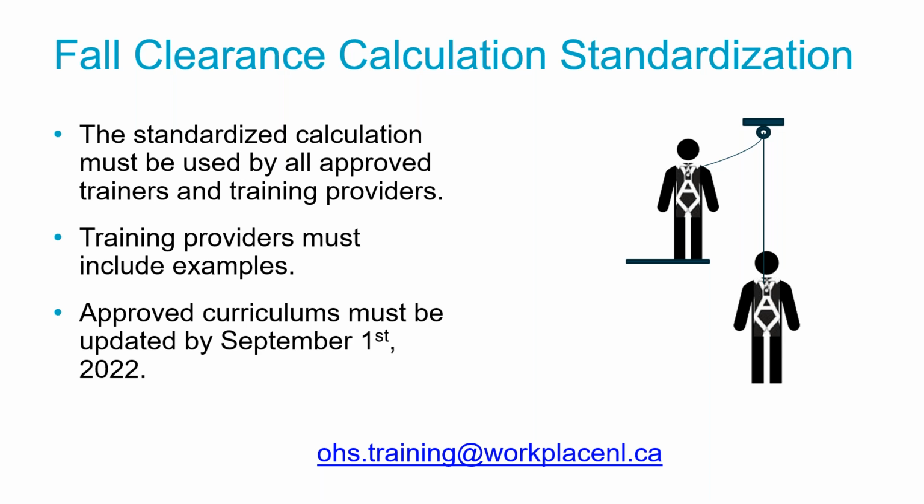So the following slides will be the standardized slides provided to training providers to update the file clearance calculation in their curriculum. Calculating free file distance and minimum clearance required are two very important components of the pre-job hazard assessment and file protection plan when performing work at height. These distances must be calculated before work starts. Failure to consider these distances may result in the user exceeding the limitations of the equipment or striking the ground or other safe surface prior to full deployment of the file arrest system.